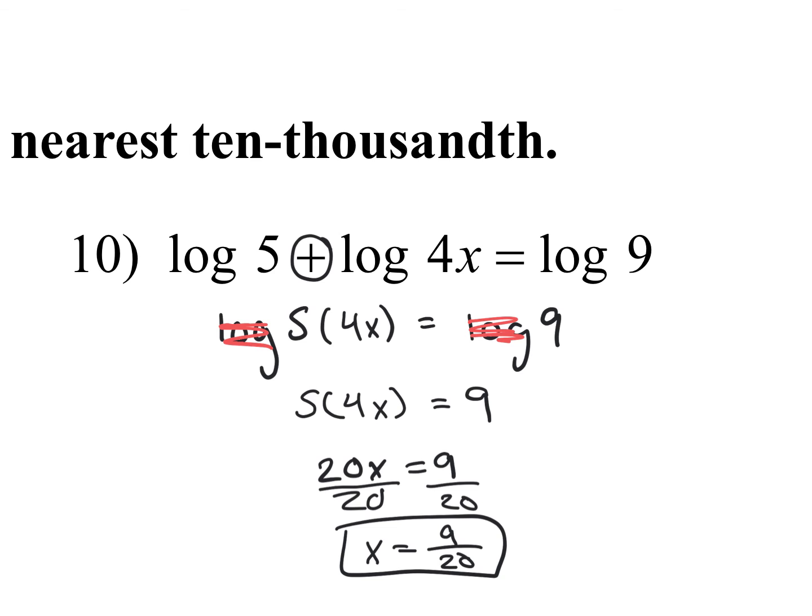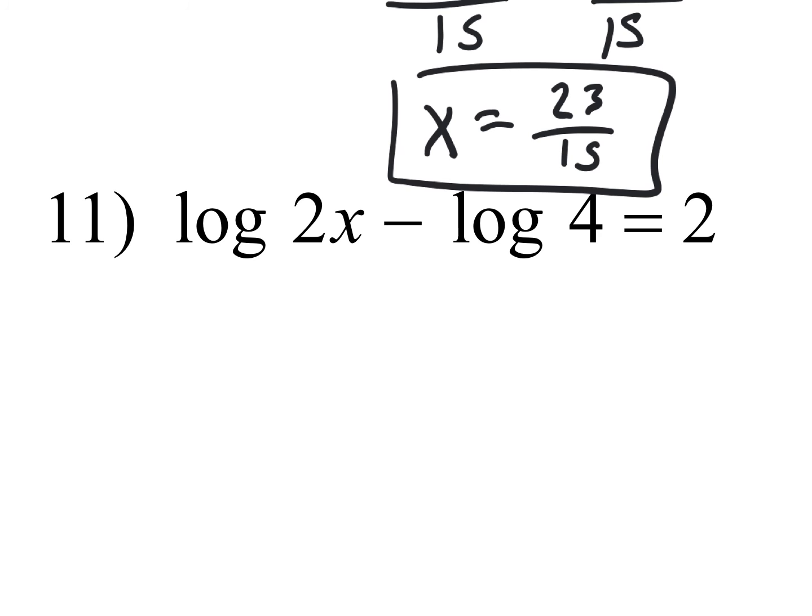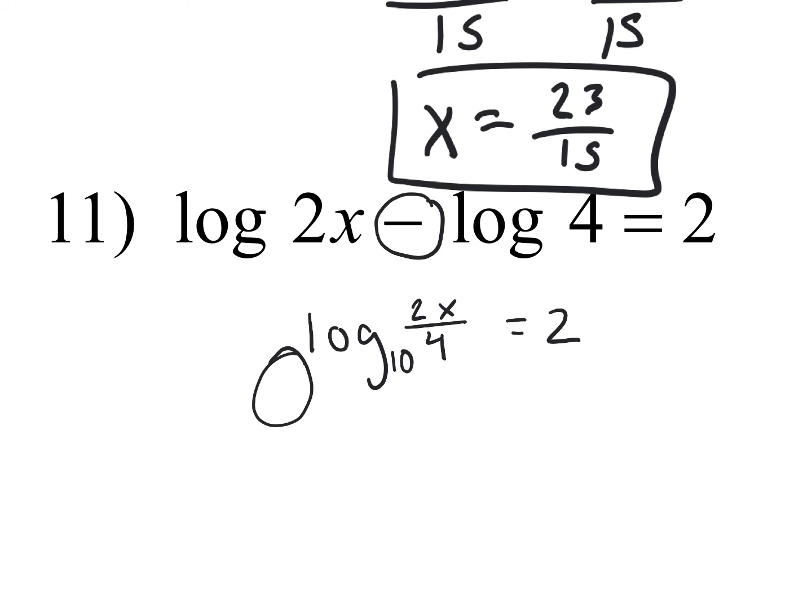All right, let's go to number 11. So again, I have 2 logs on one side. How do I condense these now that I'm subtracting? Divide. So log of 2x divided by 4 is equal to 2. How can I get rid of this log here? What's my base? Remember, when there's no base written, what's your base? 10.